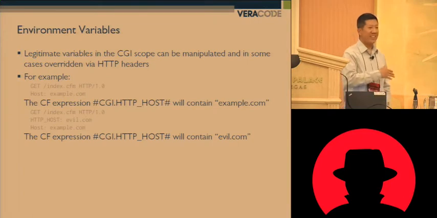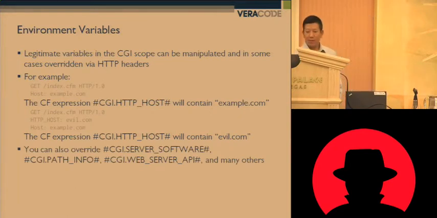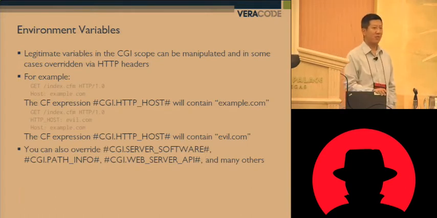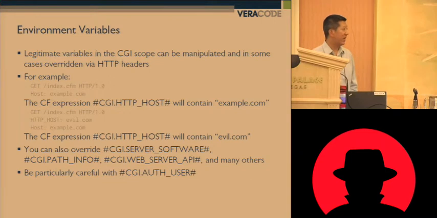You can actually create any HTTP header, so it can be an HTTP header called foo, and that will create a variable in the CGI scope called cgi.foo. Nobody knows why. More dangerously, you can override things that in other application development platforms you can never override. If you have an ASP.NET or Java page, you can never override server software or path info or some of these other things that are generally defined on the server side and considered immutable. And there are a lot that you can actually override just by using an HTTP header.